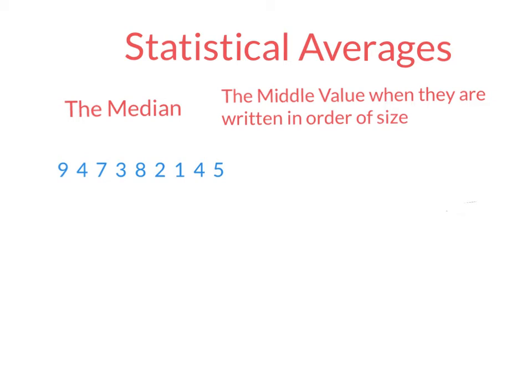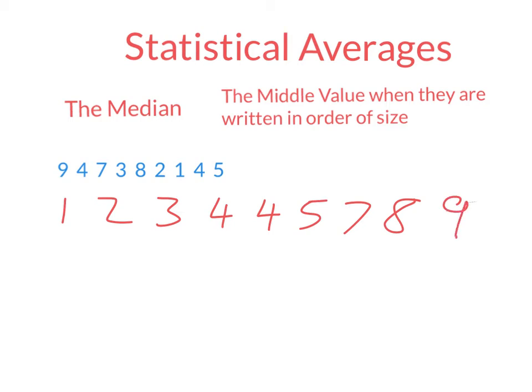So the smallest number we have is 1. Next along there I can see a 2, and then a 3, a 4. Oh, there's another 4, so we need to put that down again. We have a 5. There is no 6, but we have got a 7, and we have an 8, and we have a 9. Okay, so we're looking for, remember, the middle value when they're put in order. We have them in order.